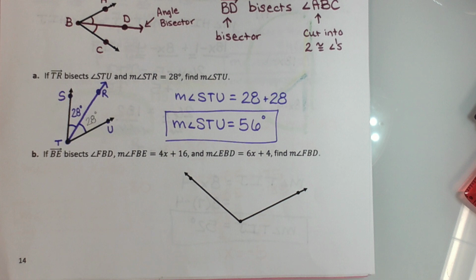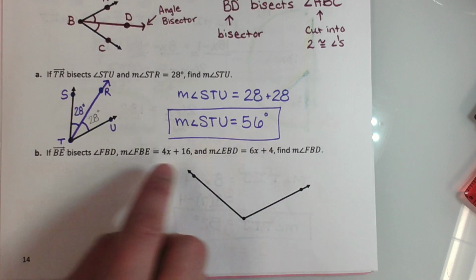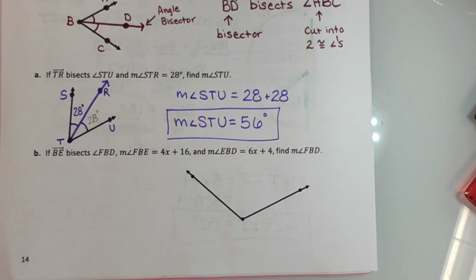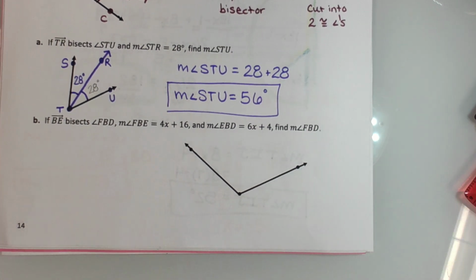Sometimes they might give you the big angle and ask for one of the little ones. If you know the big one, the little ones, when it's a bisector, are half of it. Okay, more often you're going to see some variables involved.